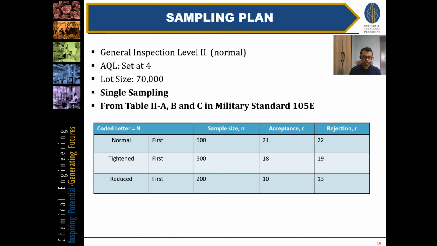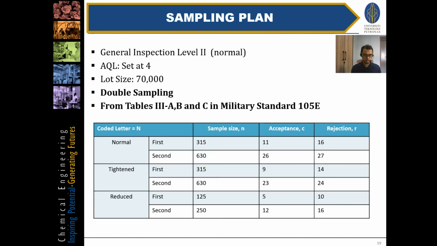Moving on, as we discuss the sampling plan for our project, a general inspection level 2, which is considered normal, was taken with an AQL set at 4 and a lot size at 70,000 for a single sampling taken from tables 2A, B, and C in the Military Standard 105E. We can see the conditions for normal, tightened, and reduced inspections. Here we see the sample size, the acceptance, and the rejection criteria.